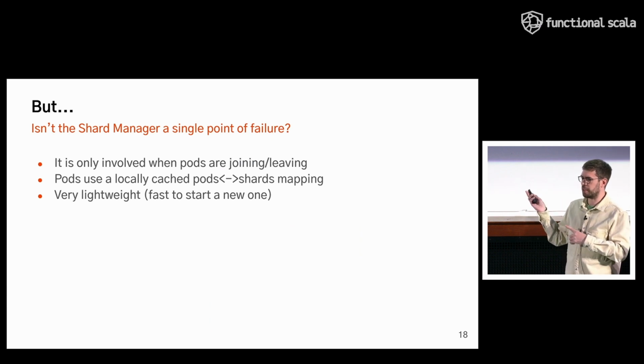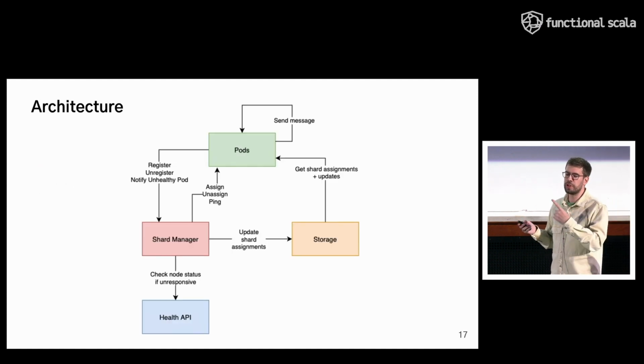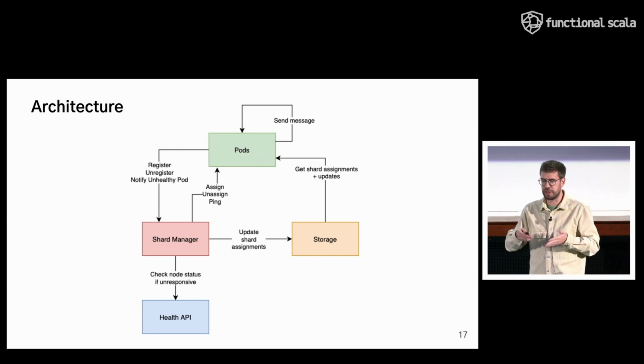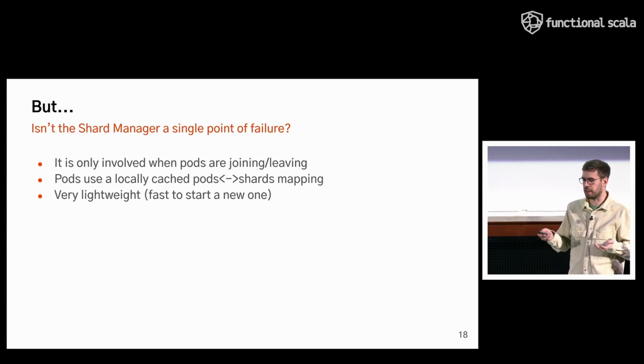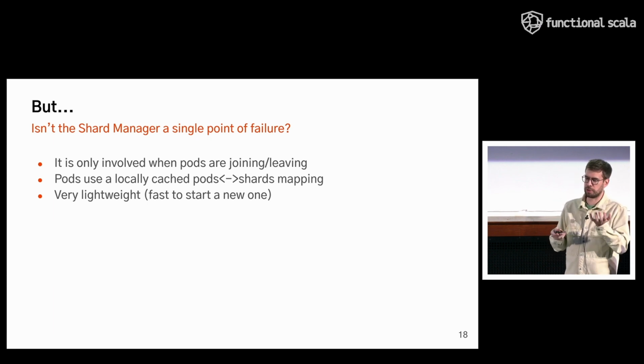You might notice that I just said the shard manager is a single instance, so isn't this a single point of failure? It's true that it's a single instance. However, it's actually only involved when new nodes are started or stopping. So it's not at all involved in the communication between the pods. All the pods have a local cache with the assignment, so for a given entity, they know which pod they need to talk to. In addition to that, the shard manager is a very lightweight process, so it's really easy to start a new one. It can start in a matter of milliseconds if needed.